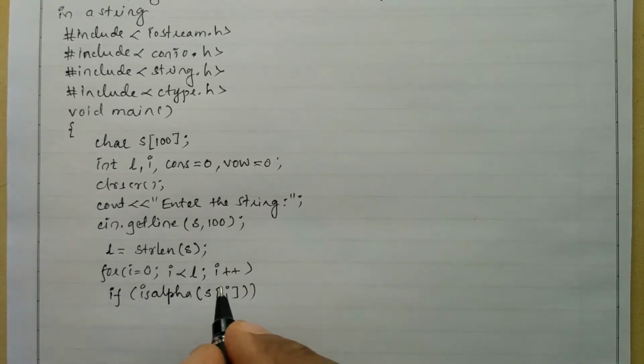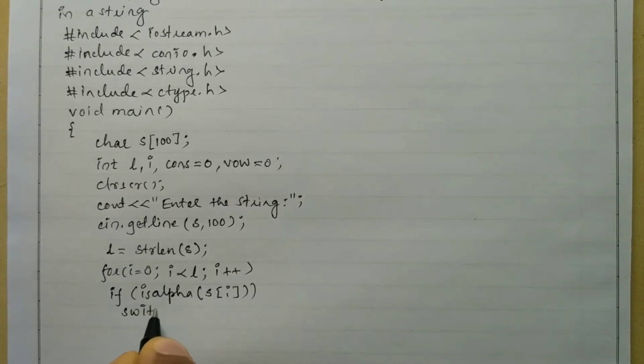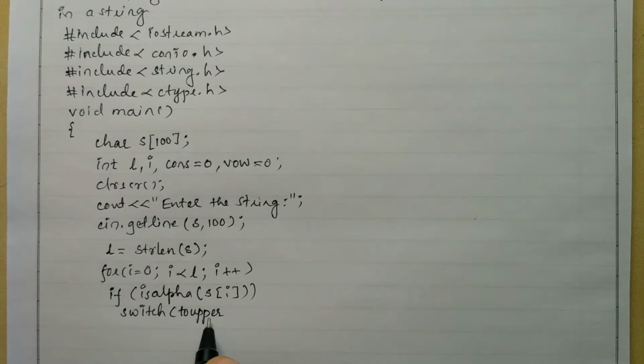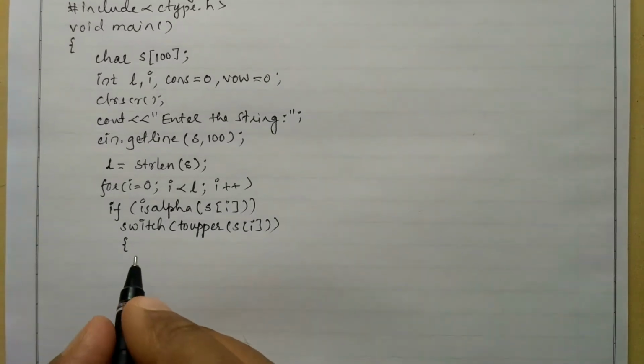Then close the bracket. Next we are going to use a switch statement. In the switch we will convert the lowercase letter to uppercase letter using the toupper built-in function present in the ctype.h header file. So toupper, again I'm going to write s of i. Each character, if it is a lowercase letter, will get converted into uppercase letter. Curly open brace indicates the beginning of the body of this switch statement.